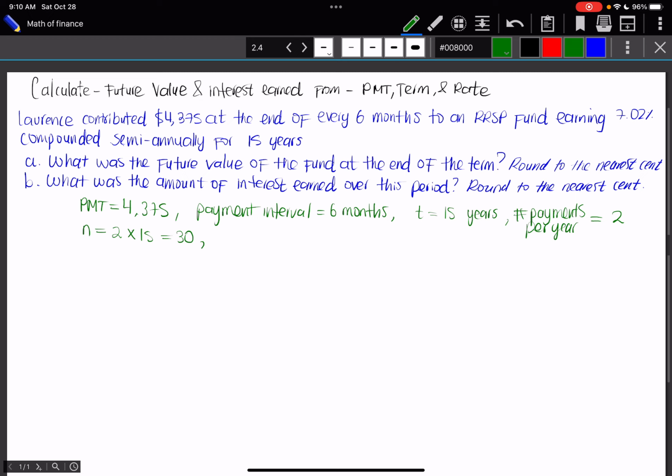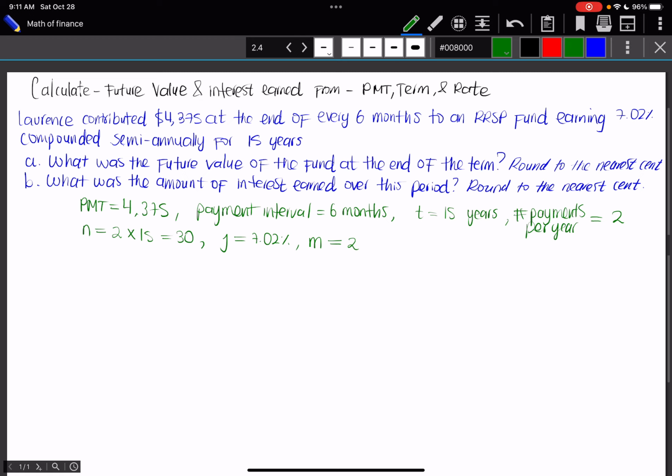Next, we work with the 7.02% we see in the statement of the problem. 7.02% is the nominal interest rate. That's usually denoted by J. So we have J equals 7.02%. And we have that interest is compounded semi-annually. So the compounding frequency, and that's usually denoted by M, is 2. The number of compounding periods per year is 2.